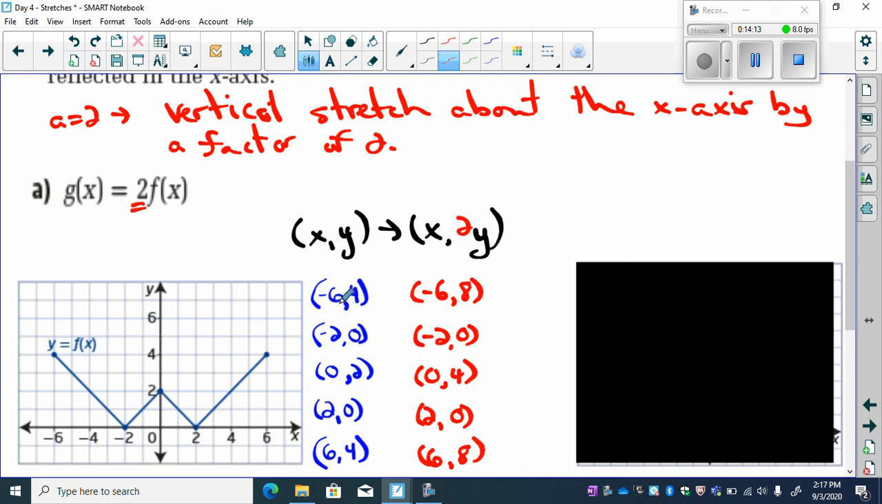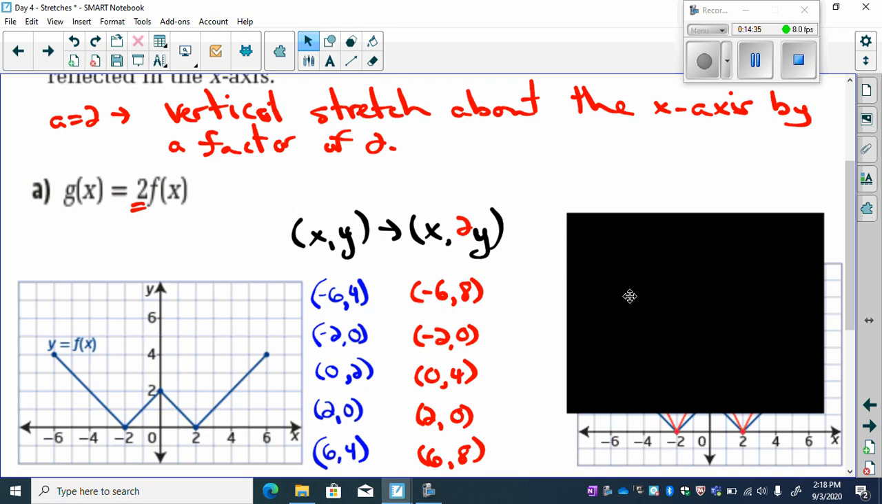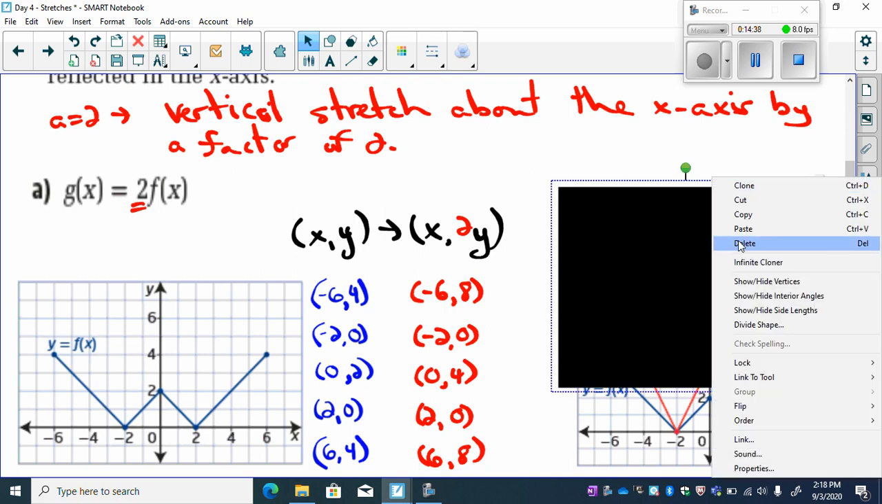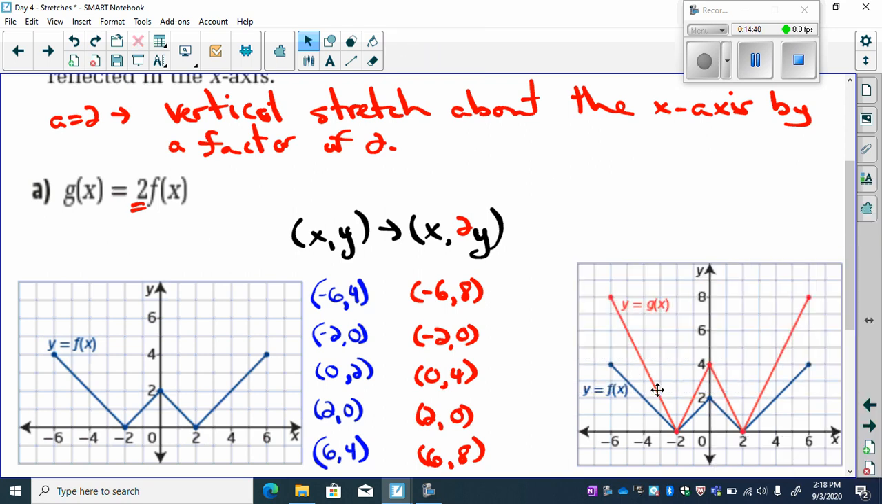So check it out. The x values did not change. They're the same. The y values, I doubled them. Why? Because I'm vertically stretching this function about the x-axis. So what it's telling me, saying 2 times f of x. So here's f of x. That's where I got these blue points from, just from this picture. And I'm going to double all the y values. And here's what my transformed curve should look like. Okay. -6, comma 8, -2, comma 0, 0, comma 4, 2, comma 0, and 6, comma 8.